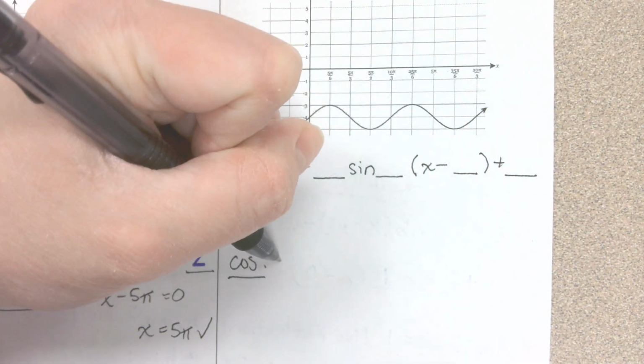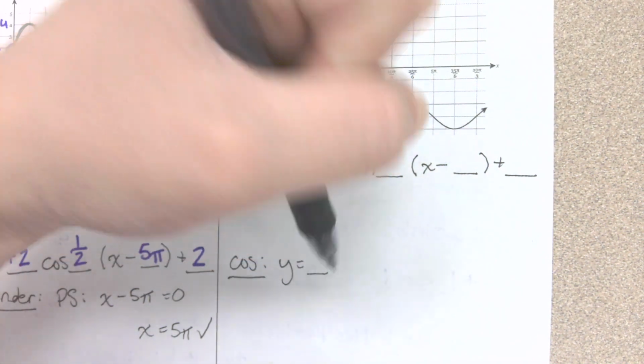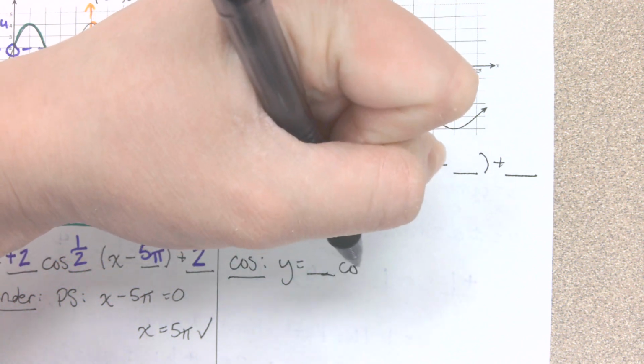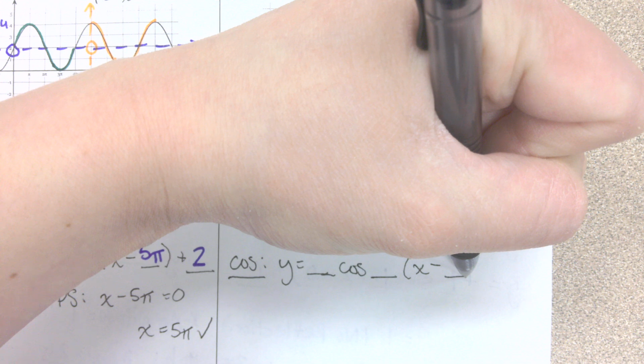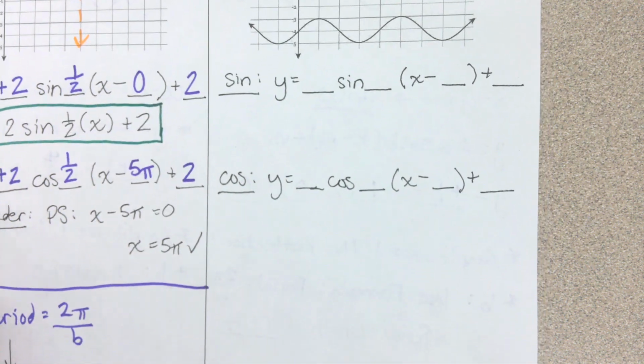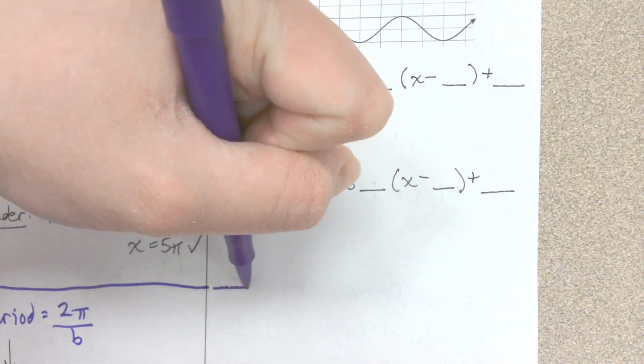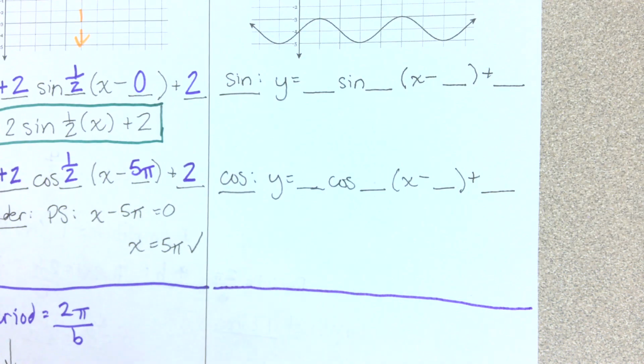We'll repeat that for cosine. y equals a blank for A, cosine, a blank for B, x minus a blank for phase shift, plus a blank for vertical shift. And then I will show my work under that purple line.